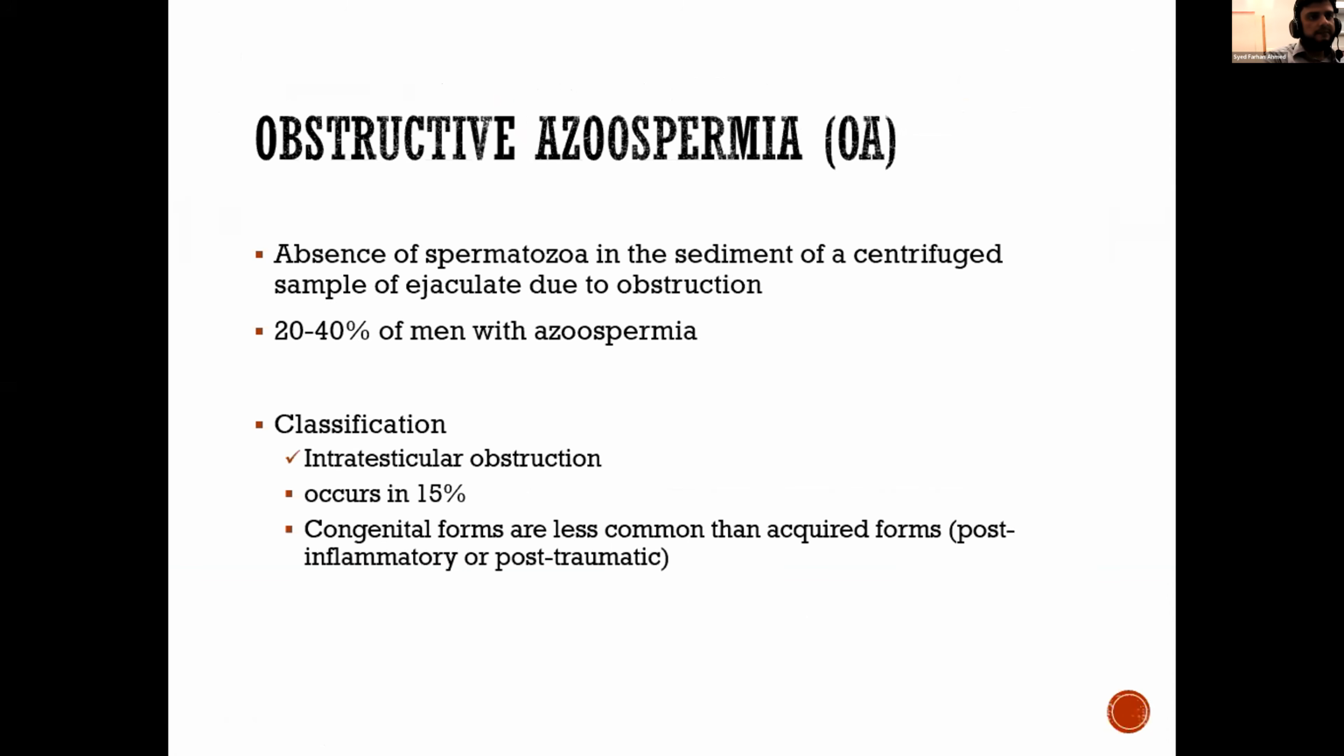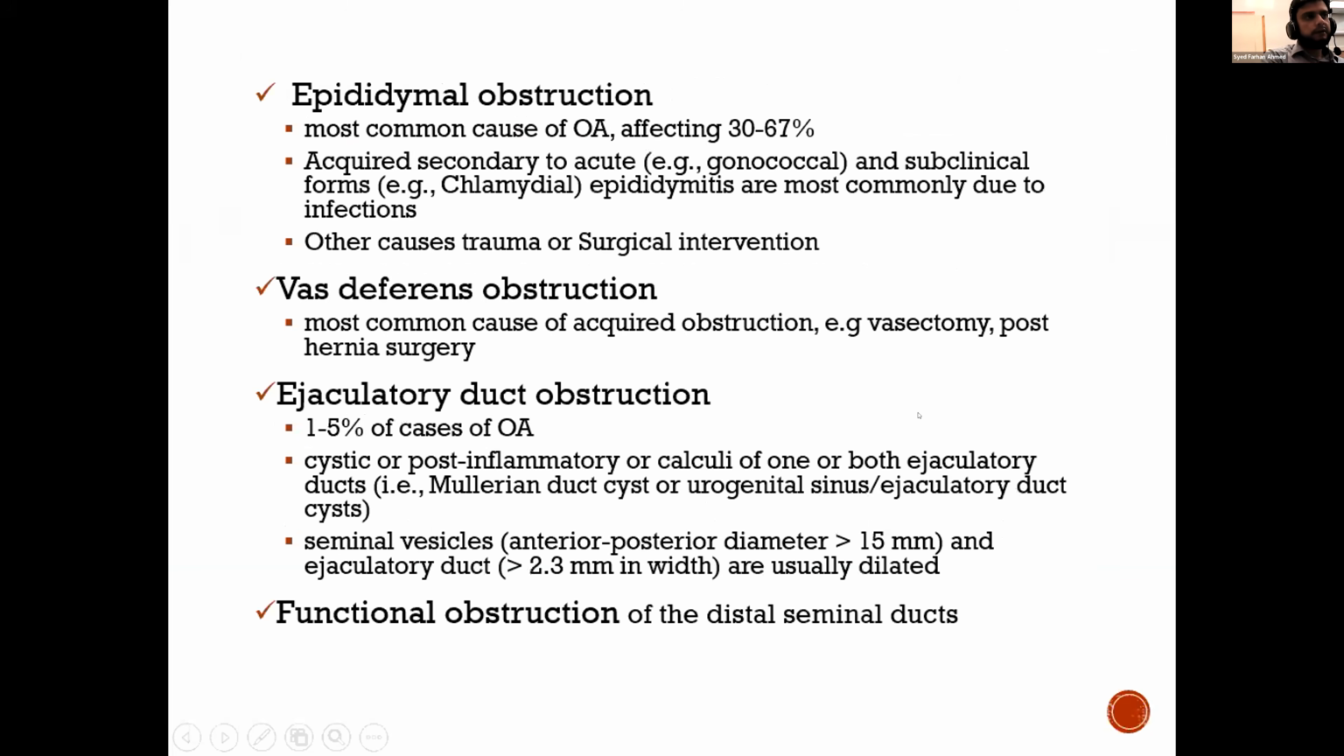Basically, there are different types of azoospermia, and the classification is like intratesticular obstruction, which occurs in 15% of cases, and usually they are acquired post-inflammatory or traumatic. The other cause is epididymal obstruction, which is the most common type. It occurs in 30 to 67%. And they are acquired secondary to acute or chronic infections of the epididymis, gonococcal and chlamydial infections. The other causes are trauma or surgical intervention.